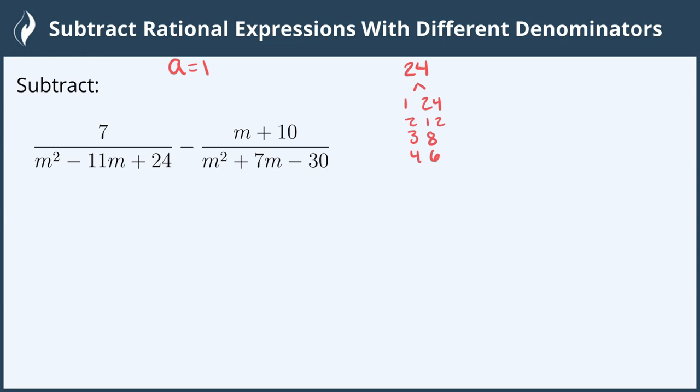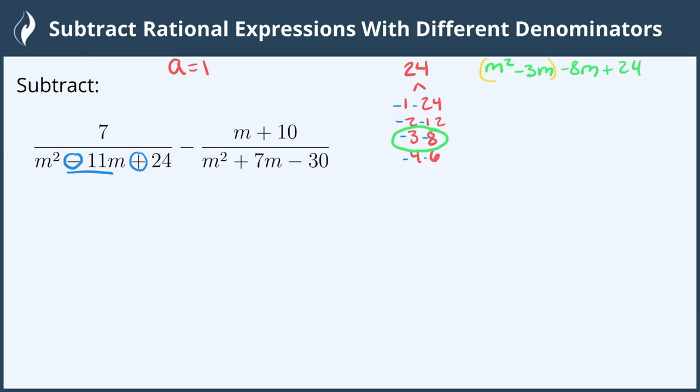We have a positive here, which means the signs are the same, and a negative here, which says all the signs will be negative. Now we need to find a combination to give us negative 11, and negative 3 and negative 8 will do that. So we'll replace that, and we get m squared minus 3m minus 8m to replace the negative 11m plus 24.